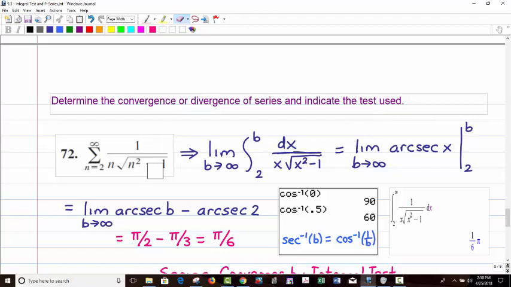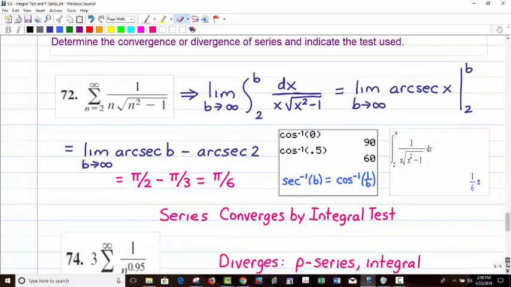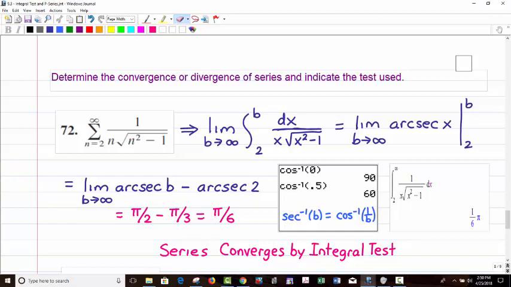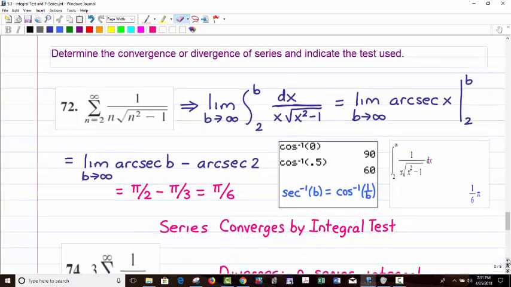So let's take a look at this one. At this point in time, we only know the nth term test for divergence, geometric, telescoping, integral test, and p-series. So that's all we have to work with. We've got about 5 more of them upcoming in future sections, but right now this is all we have. So this one's clearly integral, and it falls right into arc secant. And the key here is that arc secant of infinity converges to a value.